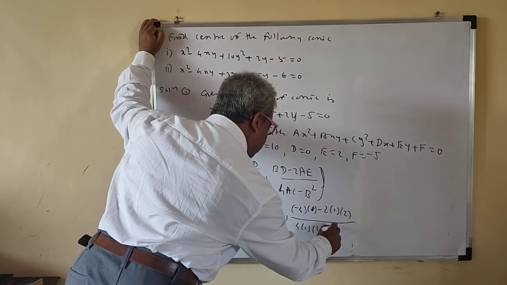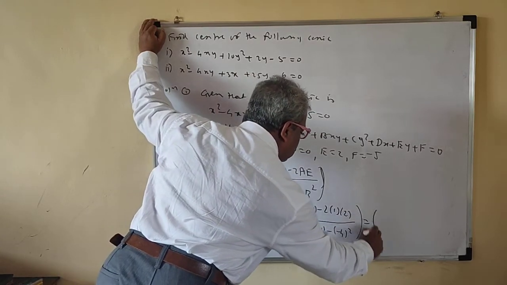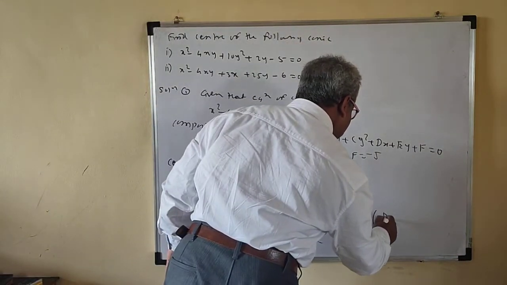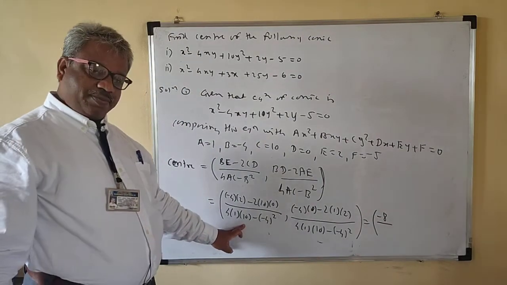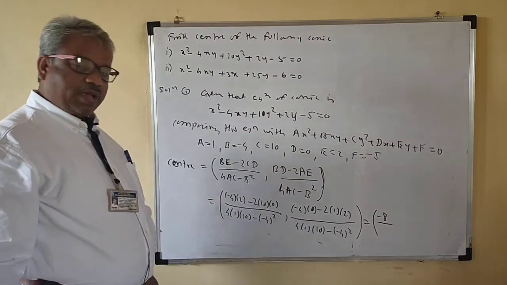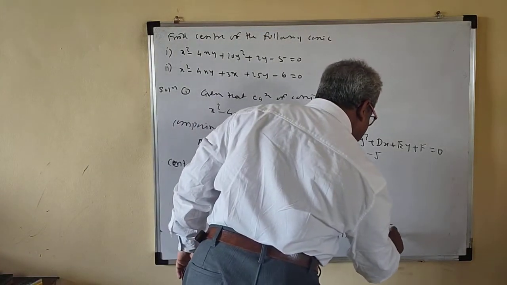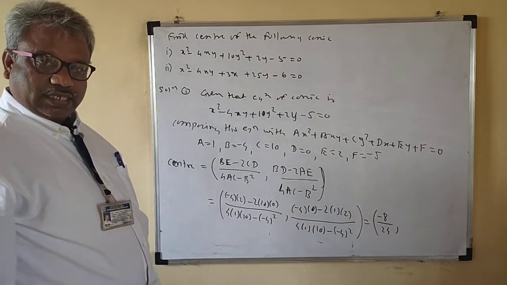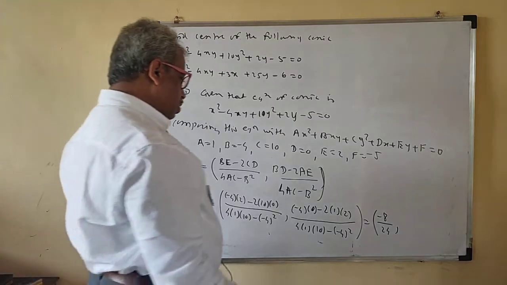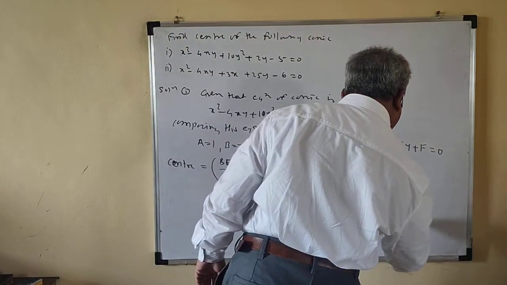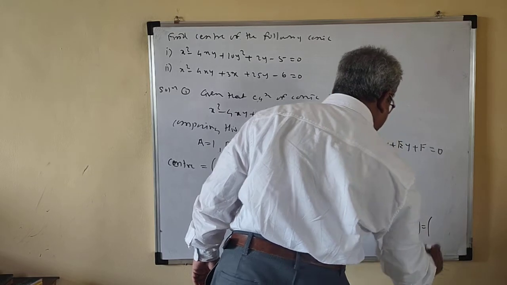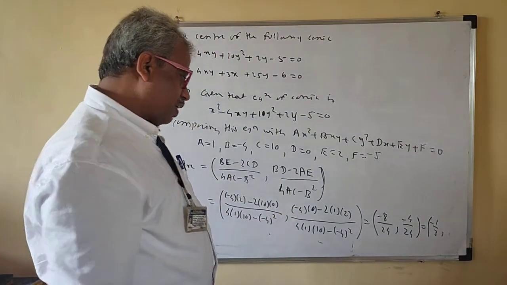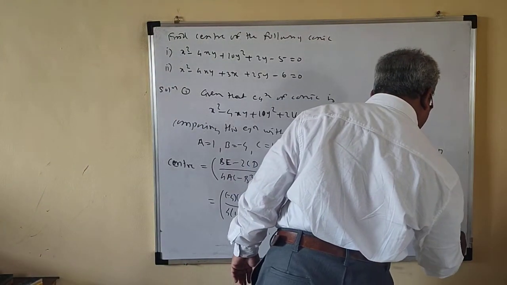This is 4 into 10 minus 4 square. So this is 0, then this is minus 8 upon 40. 40 minus 16 is 24. Now do this calculation only. This is minus 4 upon 24. So this is minus 1 by 3. Minus 1 by 3. And this is minus 6.